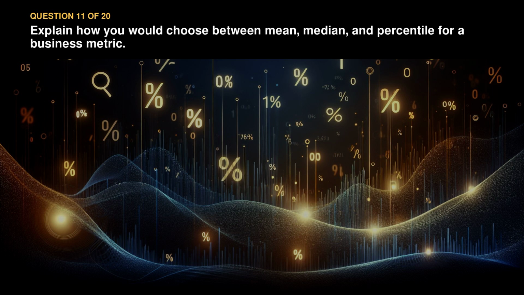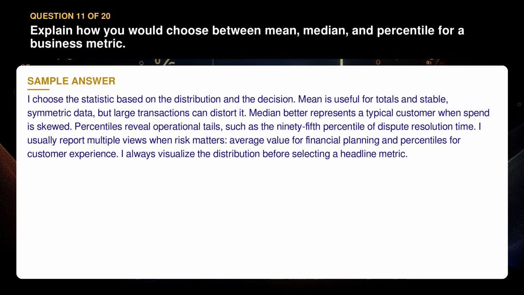Question 11. Explain how you would choose between mean, median, and percentile for a business metric. I choose the statistic based on the distribution and the decision. Mean is useful for totals and stable, symmetric data, but large transactions can distort it. Median better represents a typical customer when spend is skewed.